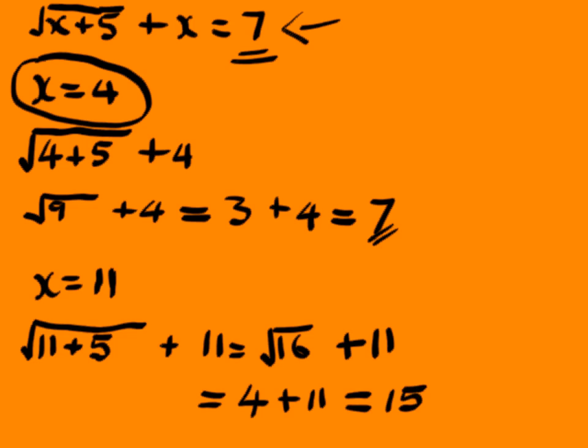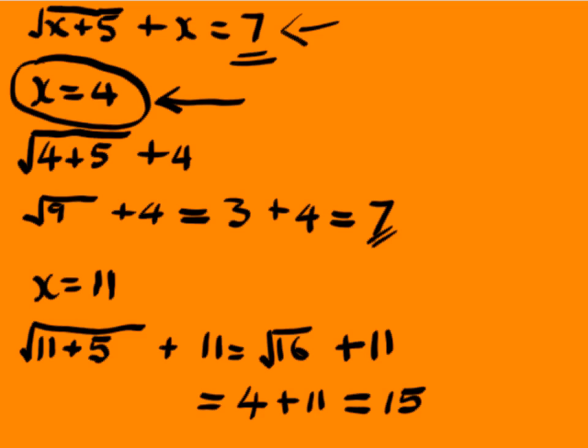So it turns out that only x equal to 4 is the valid root of our equation. This is the only value that satisfies our equation. So our final answer becomes x equal to 4, since x equal to 11 does not satisfy our original equation.